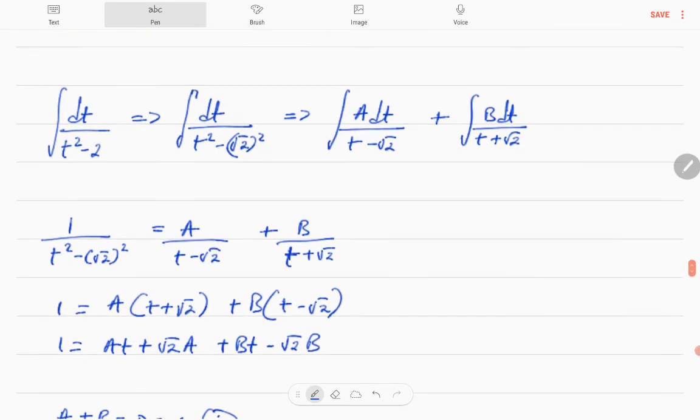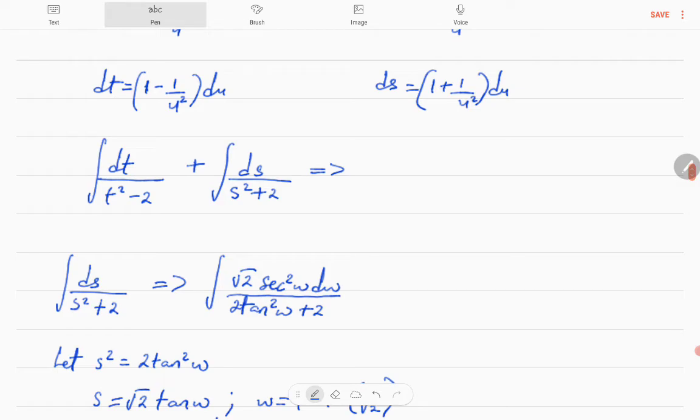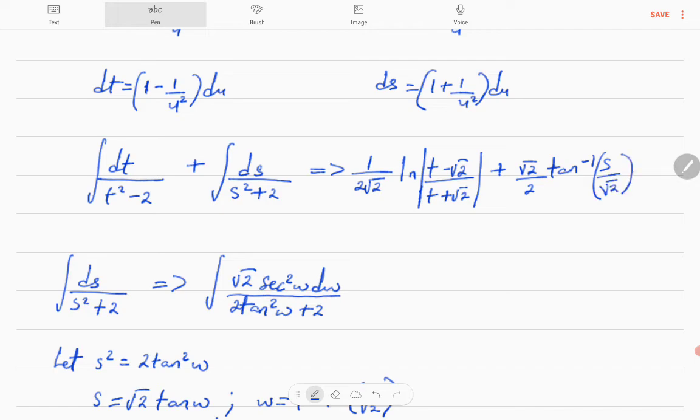So I'm going to come back here. So now the integral of dt divided by t squared minus 2 plus integral of ds divided by s squared plus 2, I'm going to have it as 1 divided by 2 root 2, and then absolute value of t minus root 2 divided by t plus root 2, plus root 2 divided by 2 tan inverse s divided by root 2, plus c.